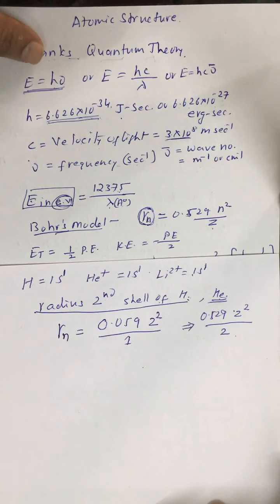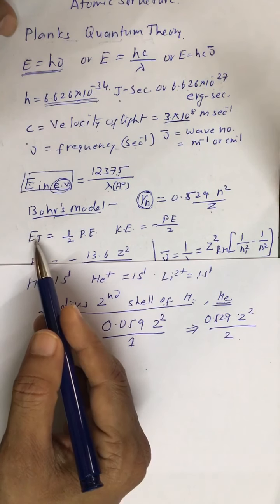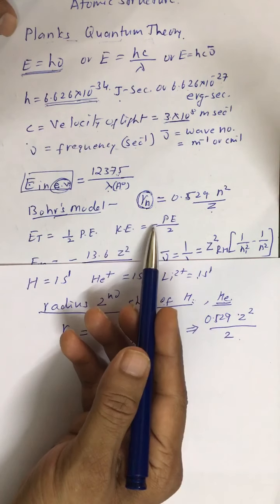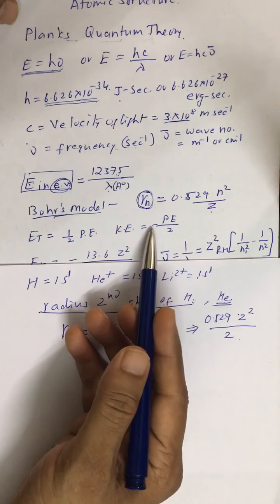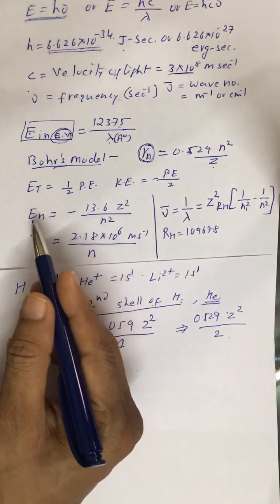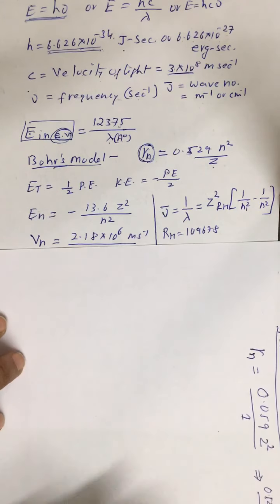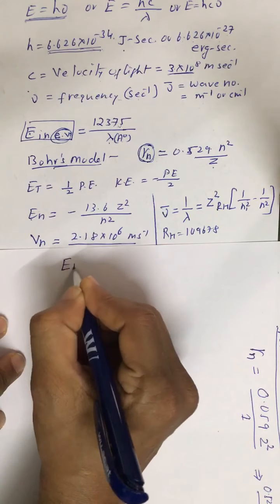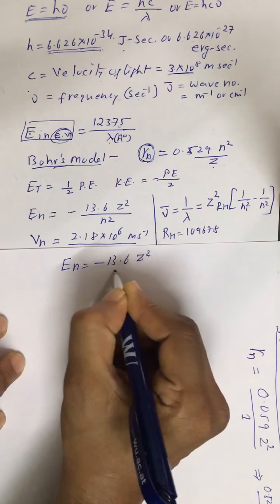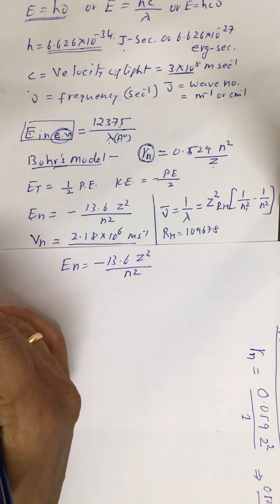So like that you can calculate the radius. All right. And then the total energy, you must remember, that is half of potential energy, and kinetic energy is half of potential energy with opposite sign. And the energy of nth shell is given by minus 13.6 z square upon n square. Again, this is for hydrogen-like species.